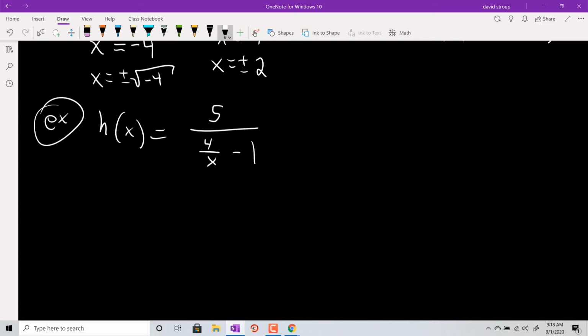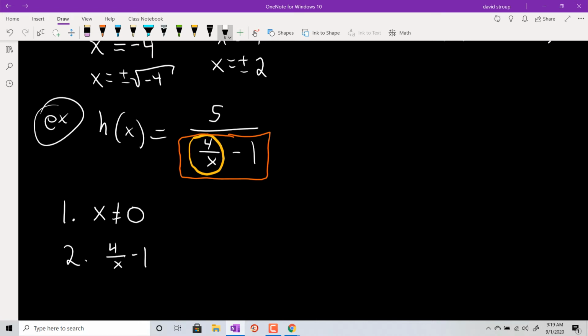Okay, so there's two parts to it. First off, there's the fraction in the denominator. For that, I need to make sure that its denominator is not 0. Its denominator is x, and it'll equal 0 when x is 0, so I can't have that. Secondly, then, is this bigger denominator. I need to make sure that's not 0. So the part in red, I need to make sure that 4 all over x minus 1 is not 0. So I'm going to solve this equation.